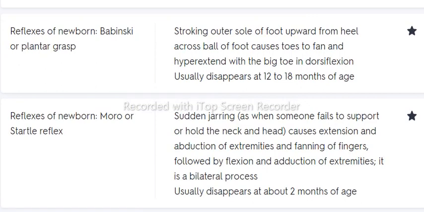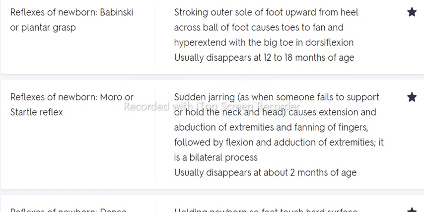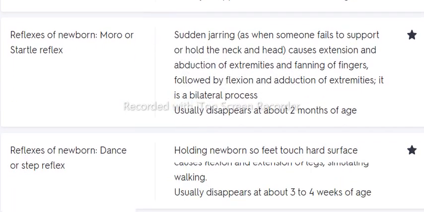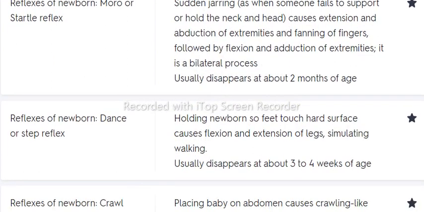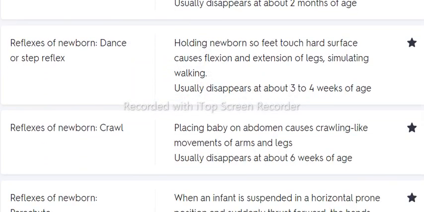Reflexes of newborn. Moro or startle reflex: sudden jarring causes extension and abduction of extremities and fanning of fingers, followed by flexion and adduction of extremities. It is a bilateral process, usually disappears at about 2 months of age. Dance or step reflex: holding the newborn so feet touch a hard surface causes flexion and extension of legs, simulating walking, usually disappears at about 3 to 4 weeks of age. Crawl: placing the baby on the abdomen causes crawling-like movements of arms and legs, usually disappears at about 6 weeks of age.